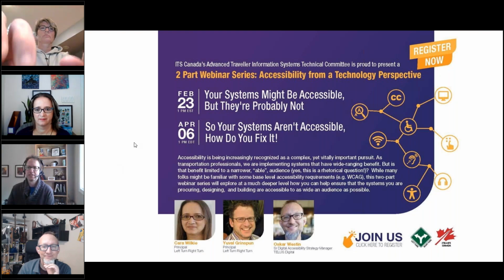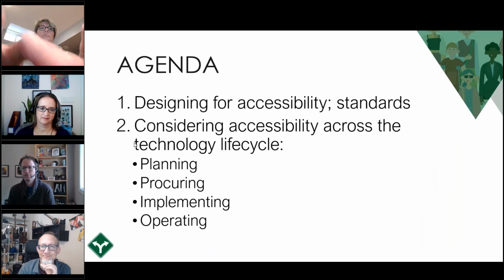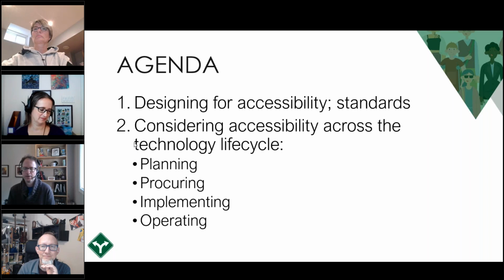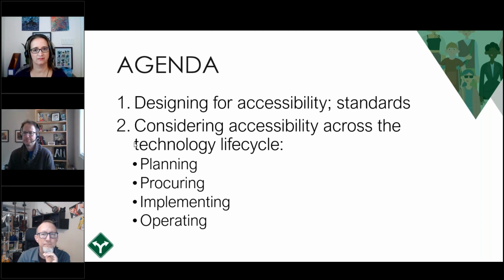In terms of the agenda for today, we're going to do a very quick recap of some of the key themes and topics from last time, specifically around designing for accessibility and accessibility standards, before shifting into how to consider accessibility across the technology lifecycle. In our work with agencies and organizations, depending on where you are in your technology lifecycle, whether it be planning, procurement, implementing, or operating, there are things that you should be doing and could be doing to improve on your systems.